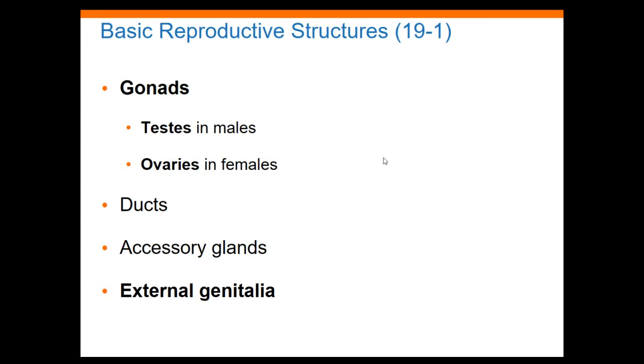And then we have the external genitalia, okay? Those are, of course, going to be in the perineal region. So we're talking about the penis for males and the labia majora and labia minora for females.